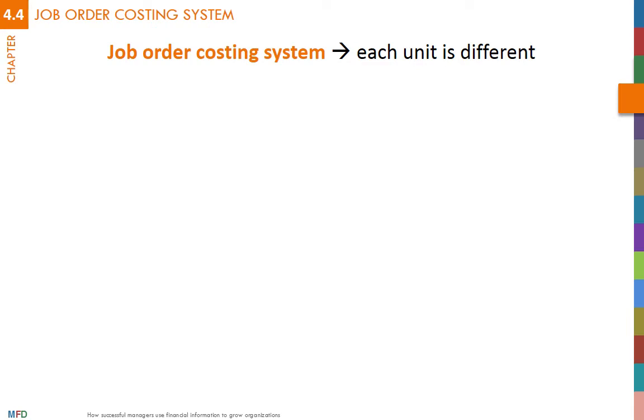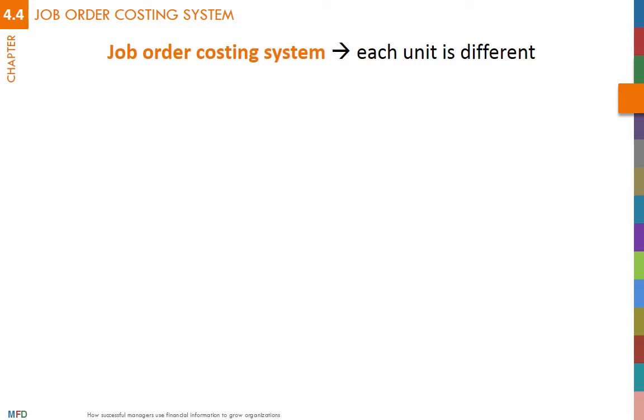When each unit is different, the cost system should be designed as a job order costing system. In some companies, like a design studio, auditing firm, consulting company, or custom furniture manufacturer, every job is different, and it is therefore necessary to estimate the cost of each separate job. This is in contrast to companies with products that are produced in large quantities according to the same specifications, such as in food processing or pharmaceutical companies.